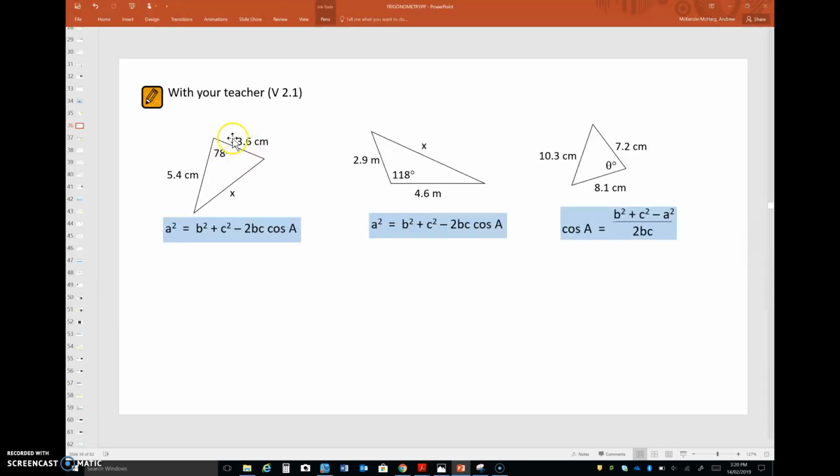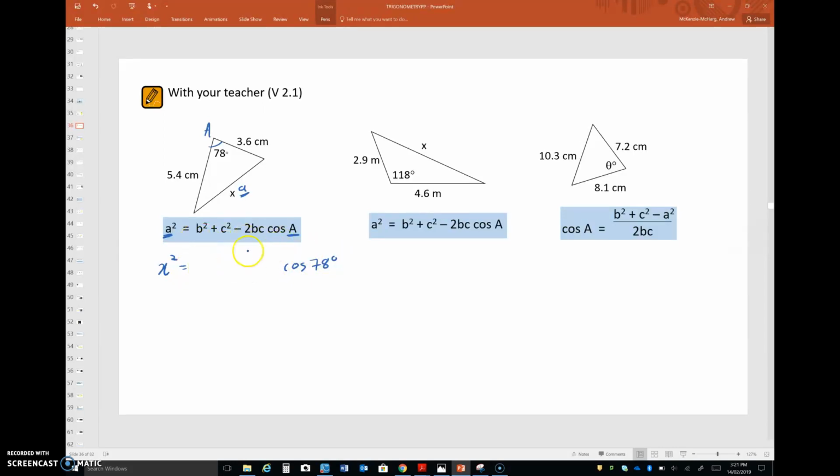So let's try this triangle here. We want to find side length x. So we're going to start by labeling the triangle with A, and then that'll be lowercase a there. So that's angle capital A, that's 78 degrees here, and side length little a is going to be over here. So that is going to be x squared equals all this other stuff, but at the end we're going to have cosine of 78 degrees.